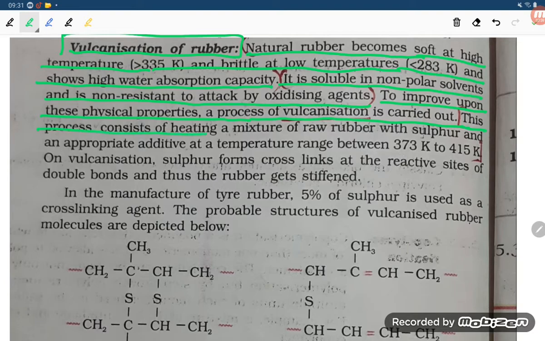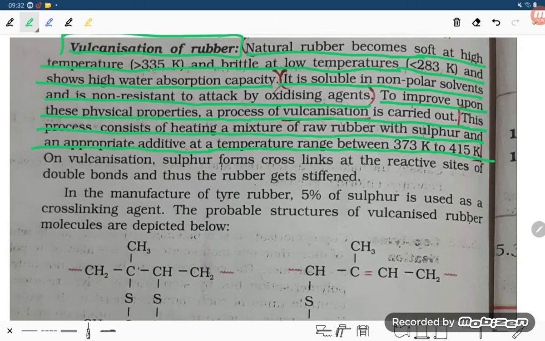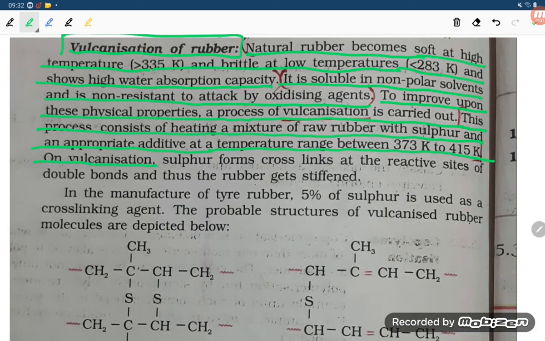This process consists of heating a mixture of raw rubber with sulfur and an appropriate additive at a temperature range between 373 and 415 Kelvin. So you are heating natural rubber with sulfur. This process changes the physical properties and is known as vulcanization. On vulcanization, sulfur forms cross-links at the reactive sites of the double bonds, and thus the rubber gets stiffened.